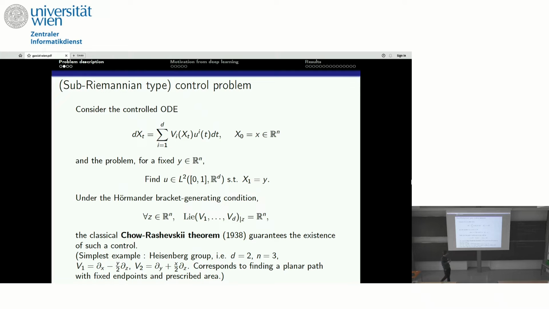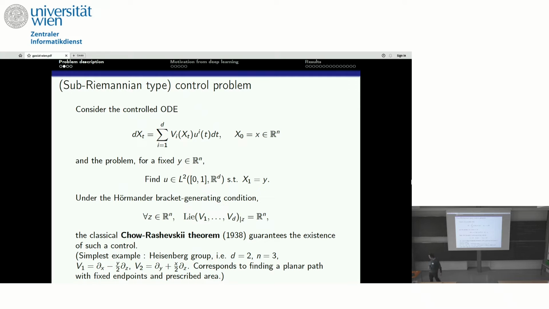I assume most of you have seen something like this before, but just in case you have not, the simplest example of such things is the so-called Heisenberg group, where you have a two-dimensional control and a three-dimensional ambient space, which means that you want to control three coordinates, but you can only go in two directions, which are given like this in the coordinates.